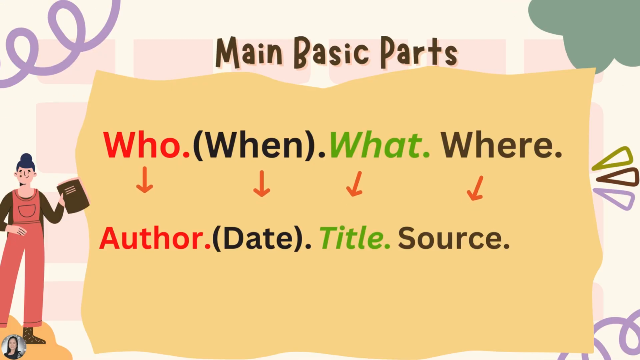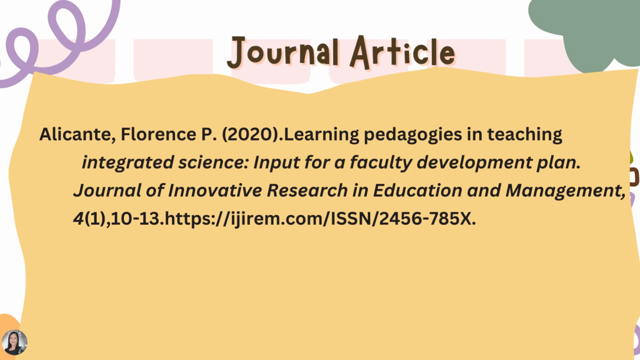A reference has 4 main basic parts, whether it is online, book, or a journal. Who refers to the author, when refers to the date, what refers to the title, and where refers to the source. Now, let's talk about how to prepare a reference taken from a journal article. What you see on the screen is an example now of a reference list. So, how to do it?